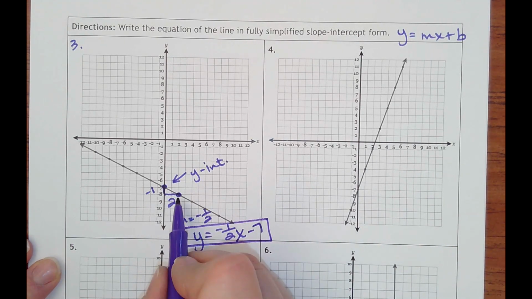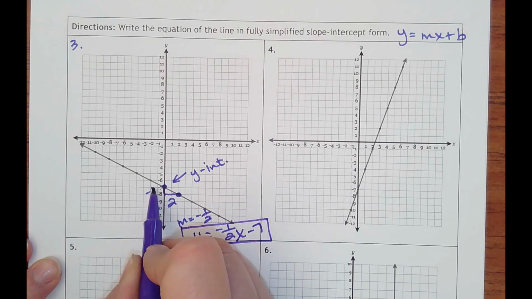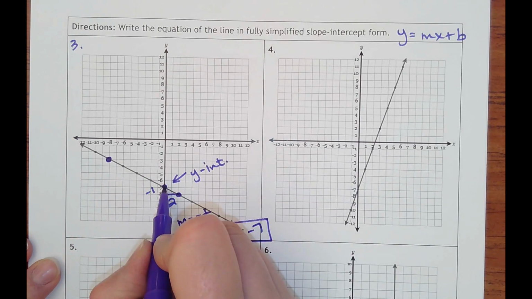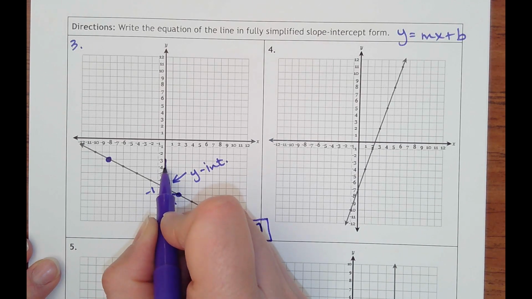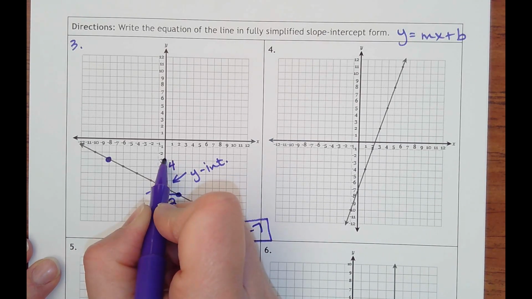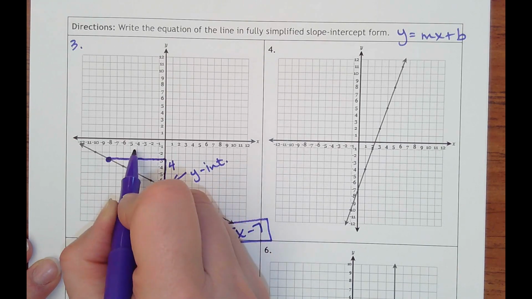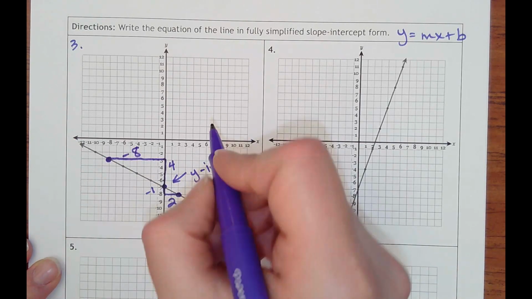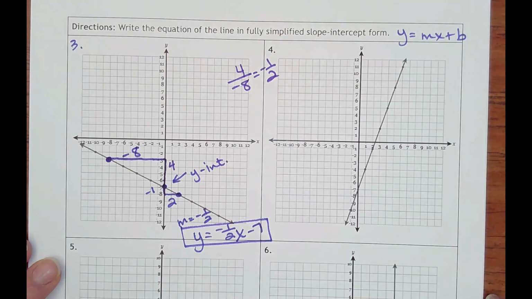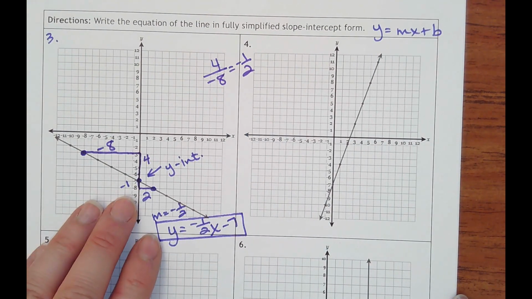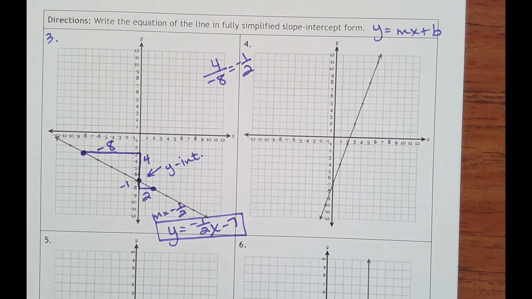Now, if you wouldn't have picked this point, let's say you would have picked, I don't know, let's go way up here. You could still do it. You would have to go backwards. So you'd go up 1, 2, 3, 4, and left 8, which would be a negative direction. 4 over -8 still makes -1/2. So it shouldn't matter as long as you understand your signs and you put a rise over a run.